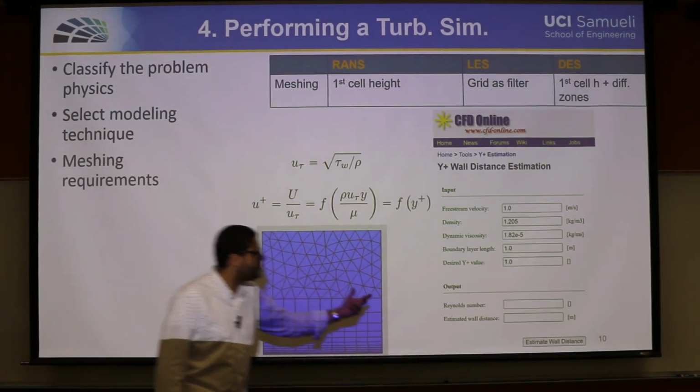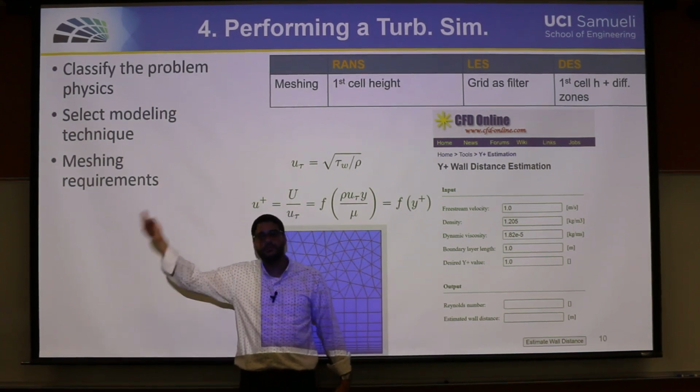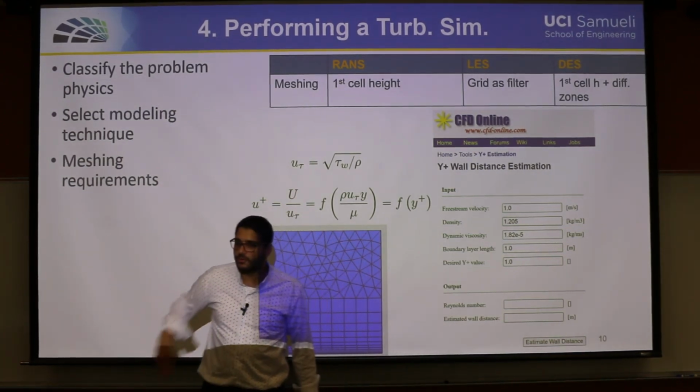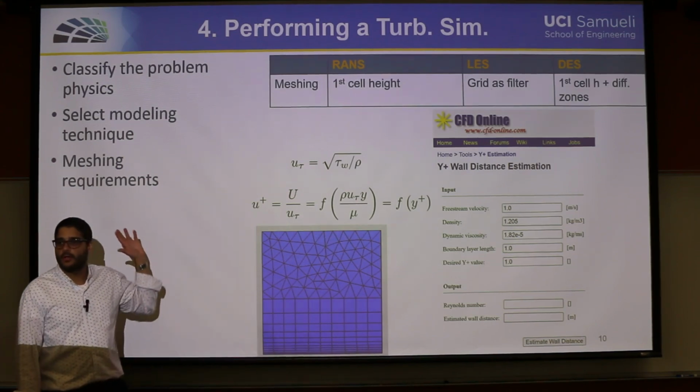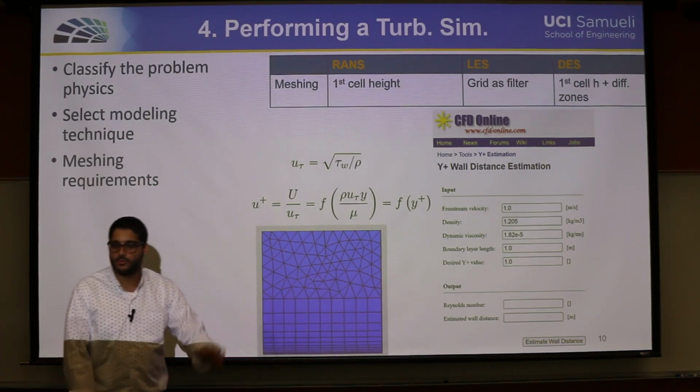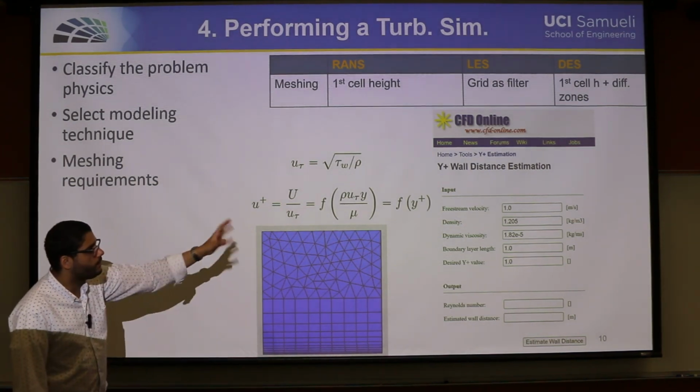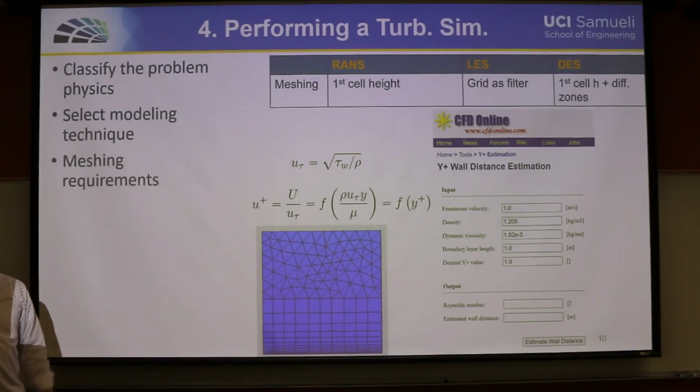Most of the time I take that estimated wall distance and just divide it by 2 or by 3 as a safety factor, and most of the time I get y plus in most of my simulations to be in a range of 1. So this is a very decent way of estimating the first cell height.